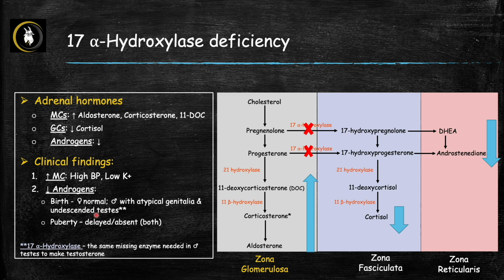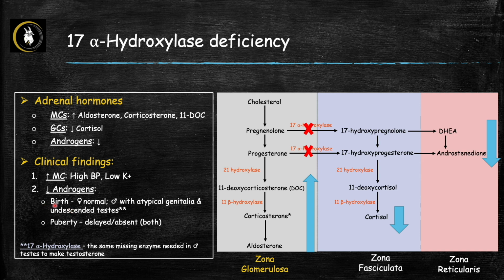And so the clinical findings here are going to be due to the high levels of mineralocorticoids, we're going to get high blood pressure and low potassium. And this is exactly what we saw in the 11-hydroxylase deficiency, which was the last case. However, here, unlike the other two enzyme deficiencies where they had high androgens, here we have low androgens. Therefore, the clinical findings are going to be the opposite of what we saw in those cases.